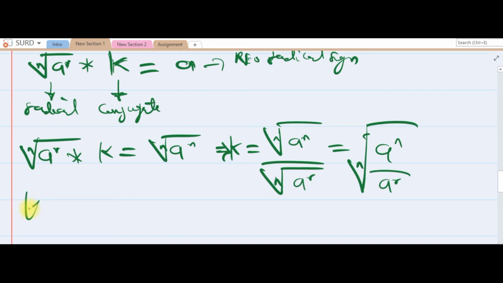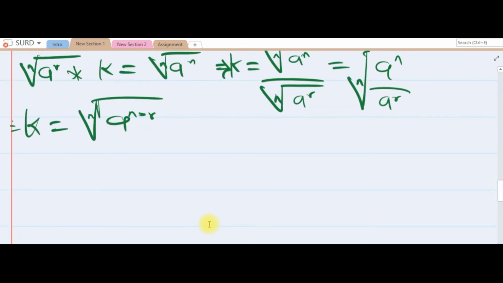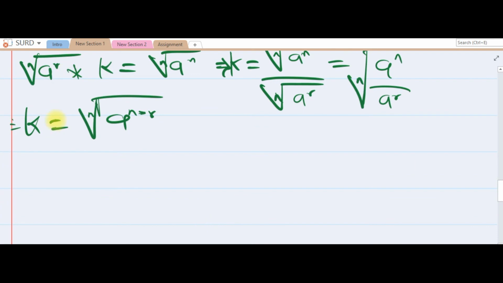And so we can write these indices. So we can write this as n minus r. So that is the formula for the conjugate. So this is now the formula. That's the conjugate of anything of this form.